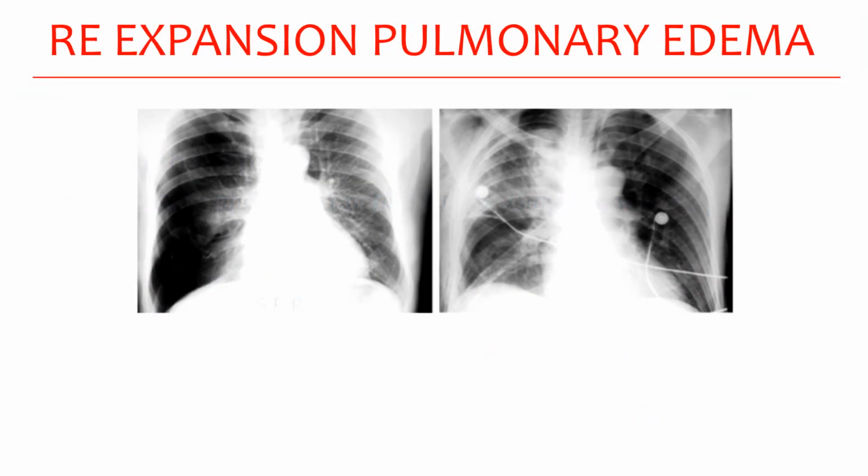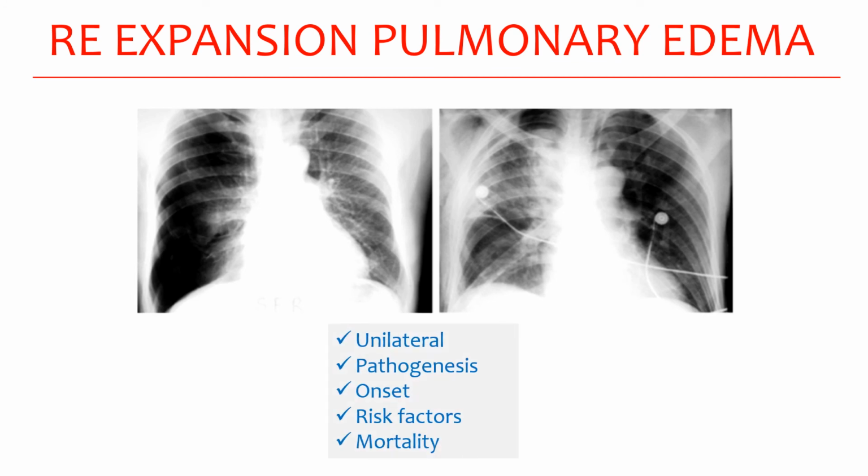Now we come to this entity called re-expansion pulmonary edema. So this is seen in certain patients whom we are treating. When you put the ICD, these patients actually develop a pulmonary edema when the lung expands. And the patients who are prone to this are those in whom we apply a lot of suction or early suction, that is before 48 hours, or those patients who have a chronic large pneumothorax which is not healing.